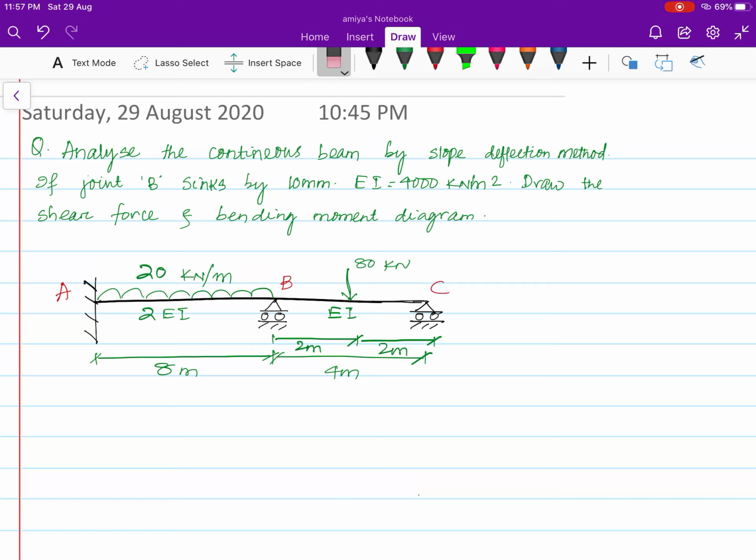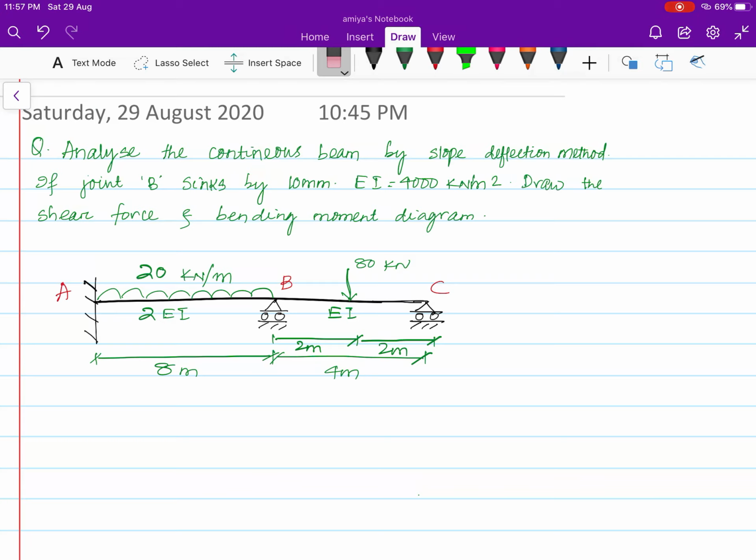bending moment diagram. So the given question is analyze the continuous beam by slope deflection method if the joint B sinks by 10 mm, EI 4000 kilonewton meter square. Draw the shear force and bending moment diagram. So you can see the two span AB and BC. The span AB, A is fixed, B is a roller support and C consists of a roller support. The different dimensions are given.